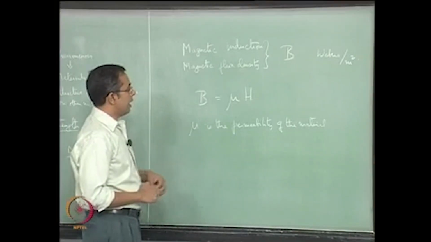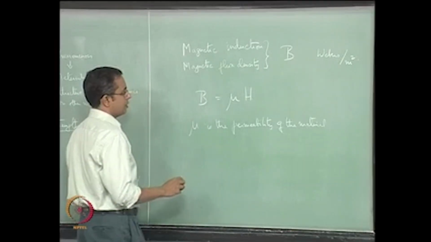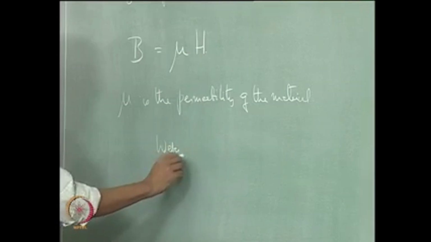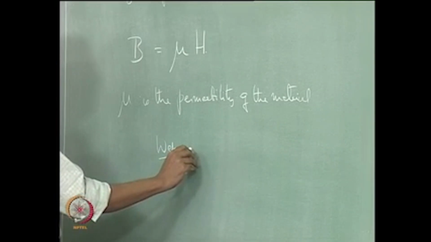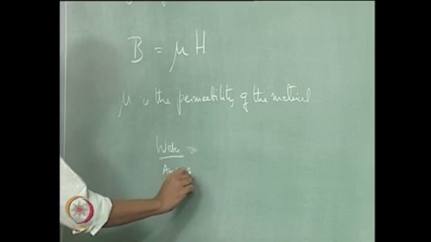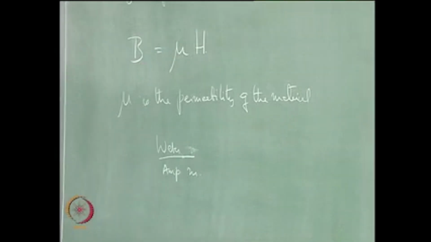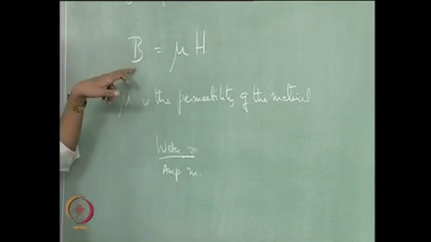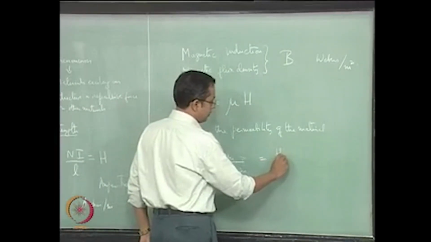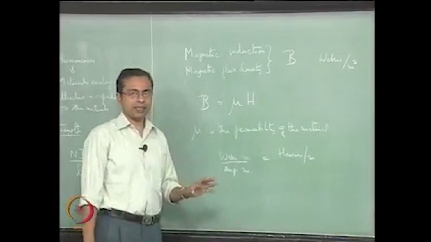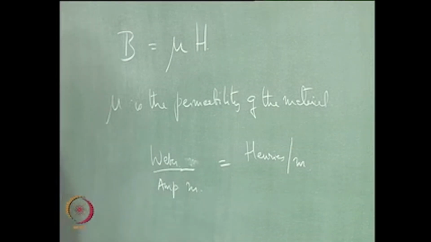Okay, so this is what we have, and you can see the units of mu. It is going to be Webers per ampere meter, right? So this is what you are going to get, Webers per ampere meter. So if you substitute that, Webers per ampere meter times amperes per meter, you will get Webers per meter square. Okay, so this is also given as Henries per meter. So the units used in magnetism that way can create some confusion, but you just have to follow them as they are. This is Webers per ampere meter, and it is also called Henries per meter. This is mu, the permeability of the material.